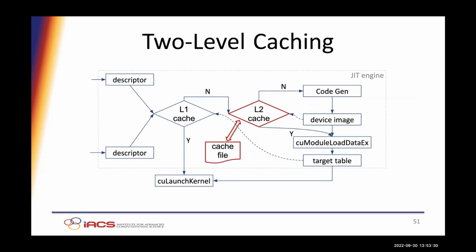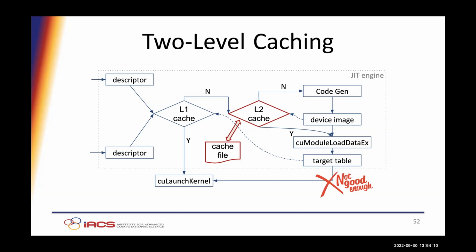L1 cache is the first one we mentioned before. If L1 cache misses, we will check if we already have a compatible image. If yes, we can directly load it to the device, get the target table, put it into L1 cache, and launch it. If not, JIT the image, add it to L2 cache, and the rest are the same. When the application exits, all cached images are written into a file. When the application is initialized next time, those images are read from the file and loaded to L2 cache.